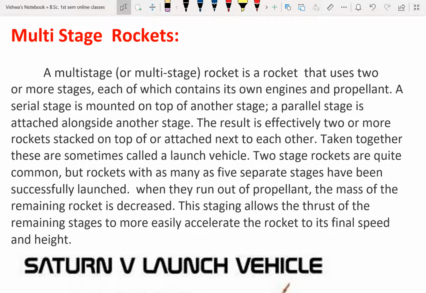Okay, welcome to class of physics. In the previous video, we derived an equation for a single stage rocket. Now, in this class, I am going to explain about multi-stage rockets and some advantages of multi-stage rockets. Here there are no equations or derivations, just theory.